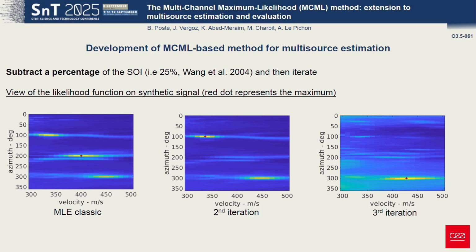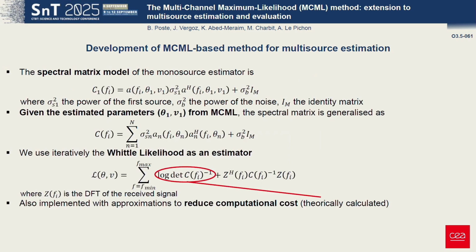And here you have an illustration on synthetic signals. We have the likelihood function as a function of the azimuth and the velocity. We have 3 sources. You can see it because it's yellow. And the red dots indicate the maximum. And then, through all the iterations, we are able to subtract the right signals and then to estimate further sources.